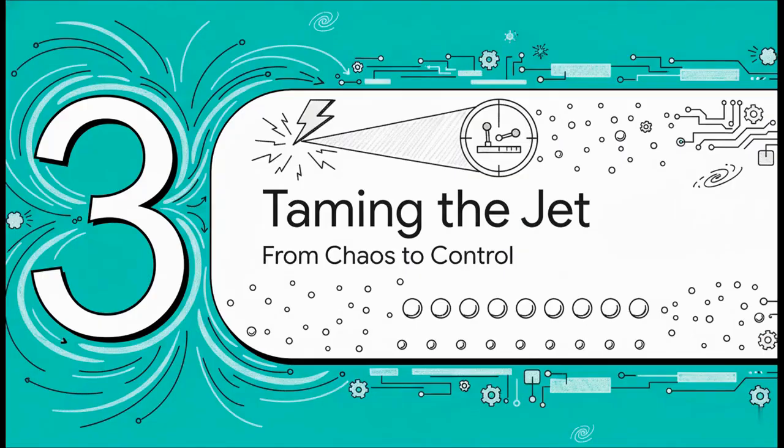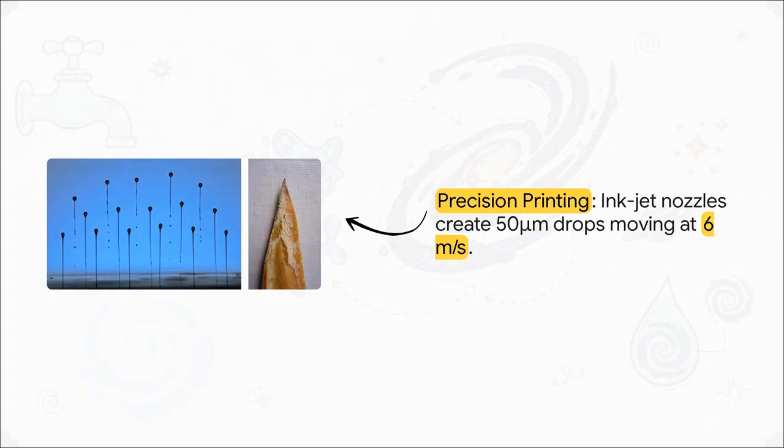And of course, once scientists really truly understood how this instability worked, they didn't just sit back and admire it. Nope, they figured out how to tame it, how to control it with unbelievable precision. And that has led to some seriously cool tech. Just think about the printer in your office. An inkjet nozzle is basically a master of this instability. It's creating and firing out these incredibly tiny drops of ink. We're talking half the width of a human hair at 6 meters per second. It does that by perfectly controlling that natural breakup, making it happen exactly when and where it wants it to.